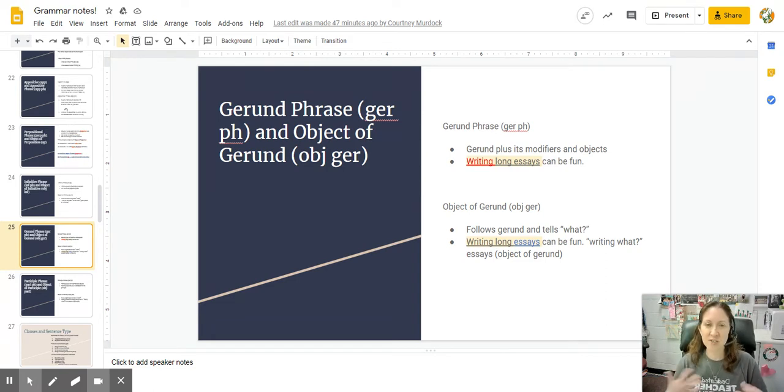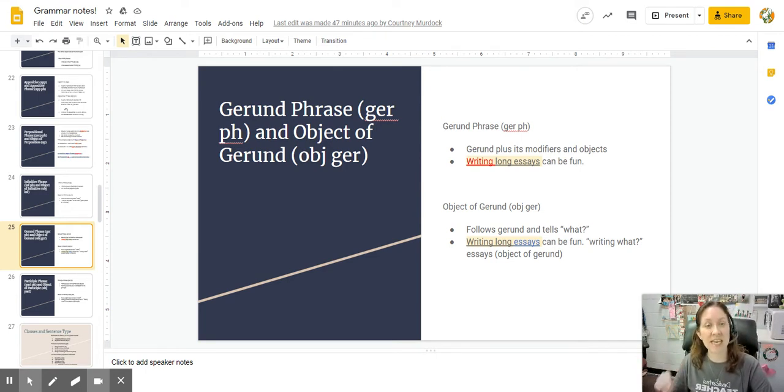And you can also have a gerund phrase and have more than that singular word. So in this first example, we have: writing long essays can be fun. Well, it's my kind of fun. I don't know if it's your kind of fun. In this sentence, what can be fun? Well, writing long essays. In this sentence, we're not writing long essays. We're talking about writing essays. In that case, writing long essays is going to be a thing.